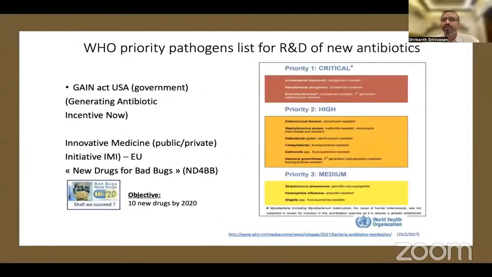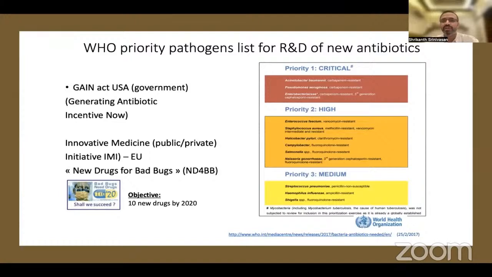So the WHO has taken steps. It has listed priority pathogens for research and development of new antibiotics to push new antibiotics into the pipeline. The GAIN Act in the US, Generating Antibiotic Incentives Now, and Innovative Medicines, New Drugs for Bad Bugs, ND4BB. These are the various projects which have been launched by different countries to try to develop new medicines, and they have classified pathogens into critical, high, and medium based on the priority of development.